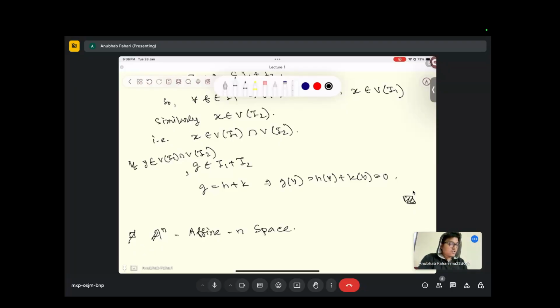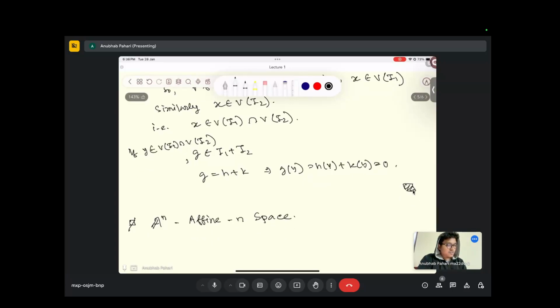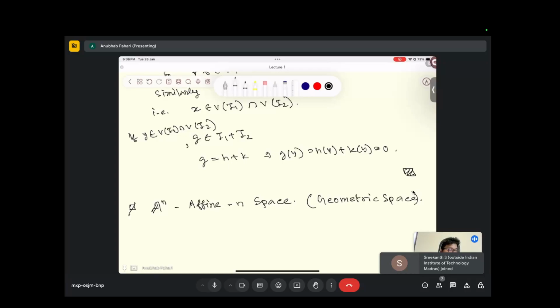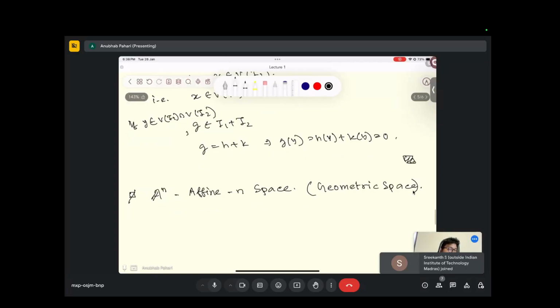Okay, so affine n-space is like a vector space where we are flexible about the origin. You can think of it that way. It's actually a geometric space, whereas a vector space is an algebraic space. In a vector space, algebra is the primary operation, and in affine space, geometry is the primary concern.